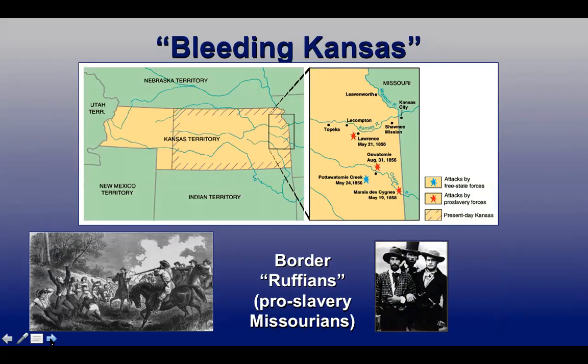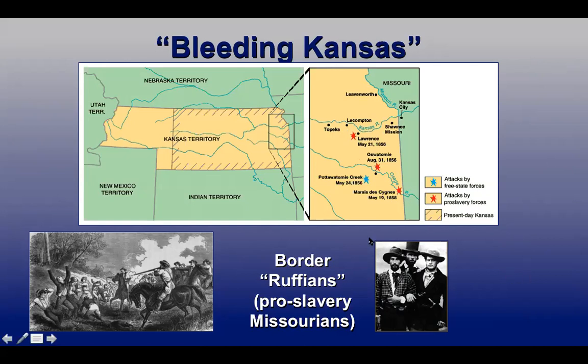Newspapers name these events Bleeding Kansas. Over here on this side of the map, you see there are several attacks made by pro-slavery forces from Missouri into Kansas, where they attack these anti-slavery groups, and one of your more known ones is in Lawrence, Kansas in 1856.